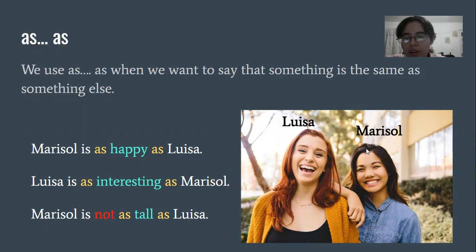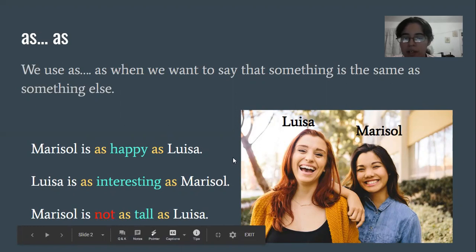So as we can see, their height. Marisol is short and Luisa is tall. So we can say Marisol is not as tall as Luisa. So we can say that she is shorter. That's why it's different. So these two are the same, but this one is different. They are different.